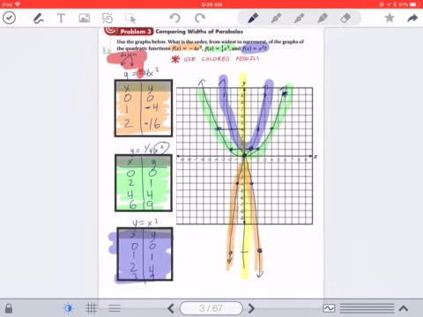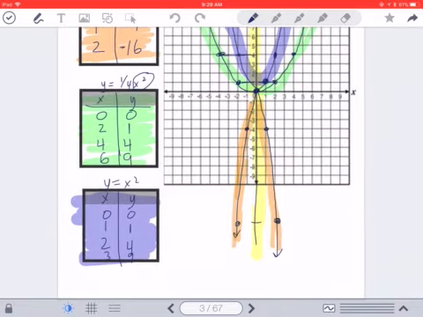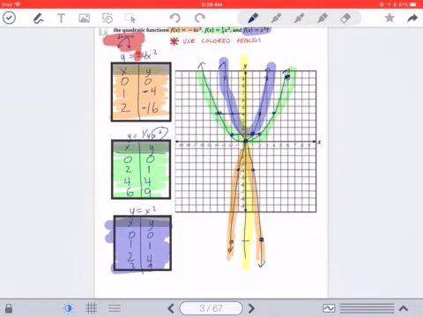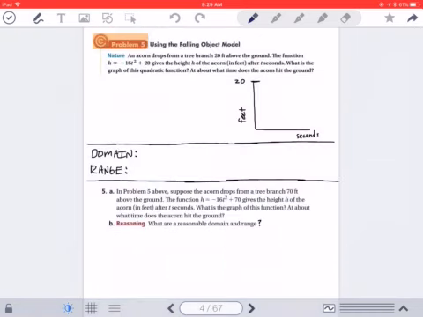So it says then we want to compare these graphs. Okay, and the widest graph would be the green graph. Okay, the narrowest graph would be the orange graph. Okay, so that's one way to compare them. We'll talk about another way in this next example here.